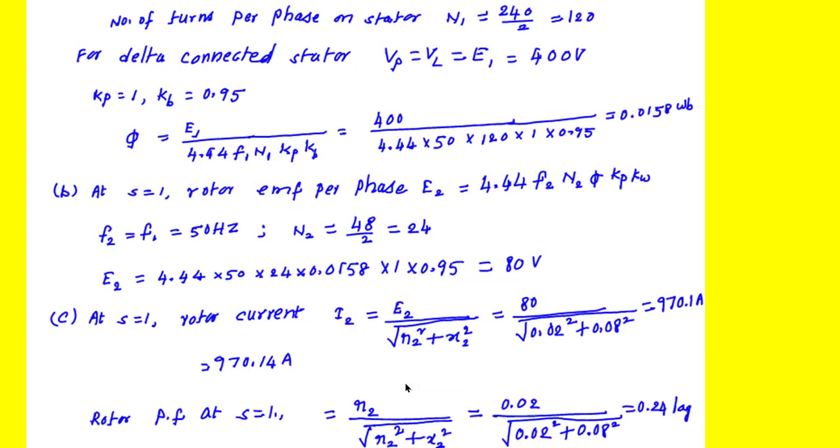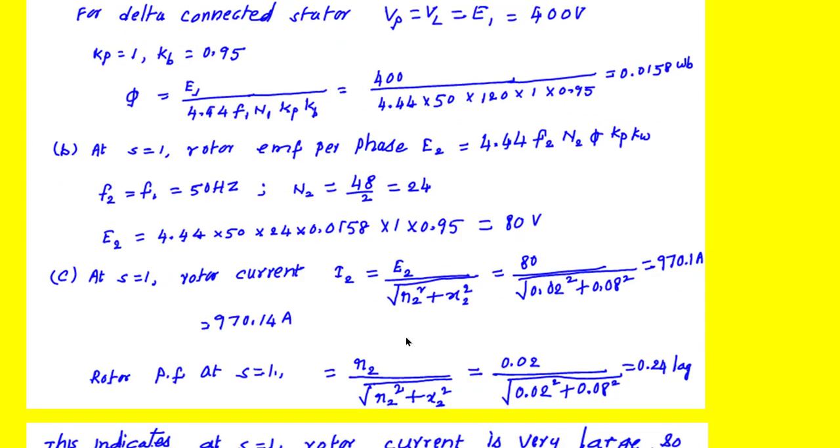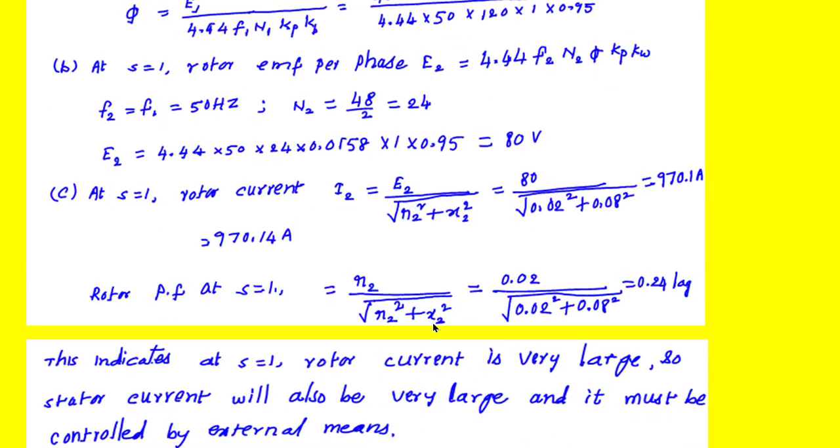Next, he also asked under this standstill condition, what is the rotor circuit power factor. For that also we know the formula: rotor power factor at standstill, that is S equal to 1, is given by R2 divided by root of R2 square plus X2 square, that is equal to 0.02 because it is given, divided by root of 0.02 whole square plus 0.08 whole square. So we get here 0.24 lagging.